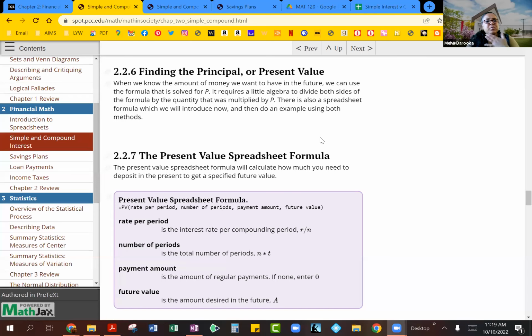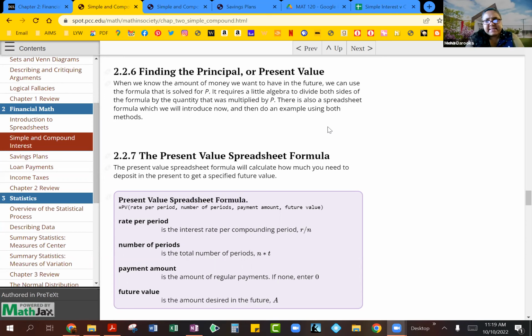Alrighty, folks. So we'll pick up from how to find the present value. The idea here is, you know how much money you want in the future, and we're working backwards to see how much money we should deposit today so that, after whatever the time period might be, we will have that amount of money that we are hoping to have in the future.